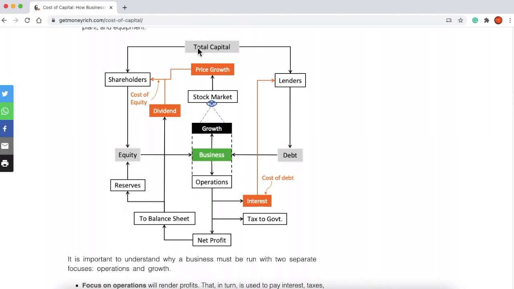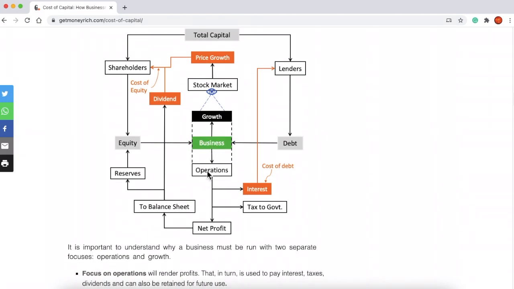So basically, the total capital consists of equity and debt, and these two ingredients feed the business in terms of cash flows. And then how does the business use this cash flow? The business uses it for operations. The business also uses it for growth. And here you can see an entity called stock market. The stock market in general always looks at the total business, but its main focus is always on growth. Why always on growth? Because stock market loves companies which grow very fast. So we will see how that affects us as a shareholder.